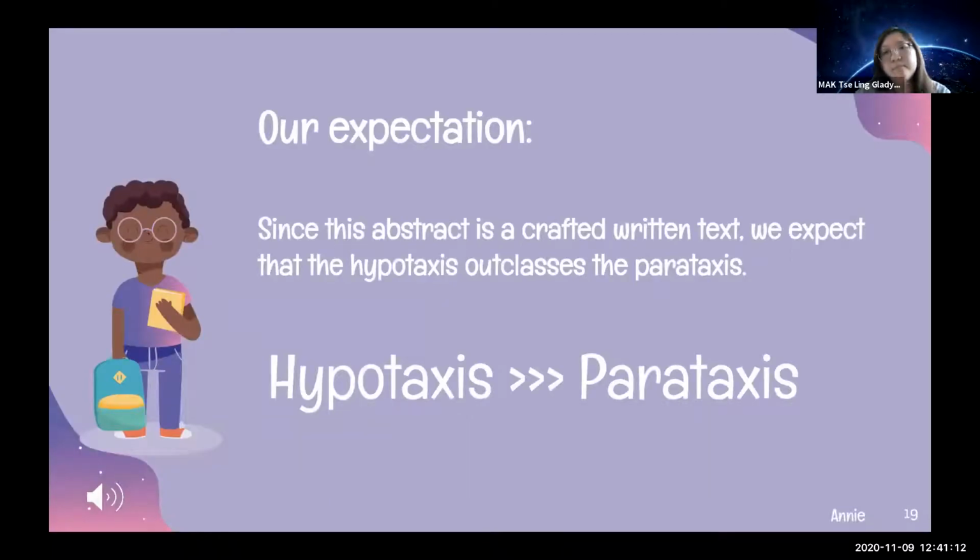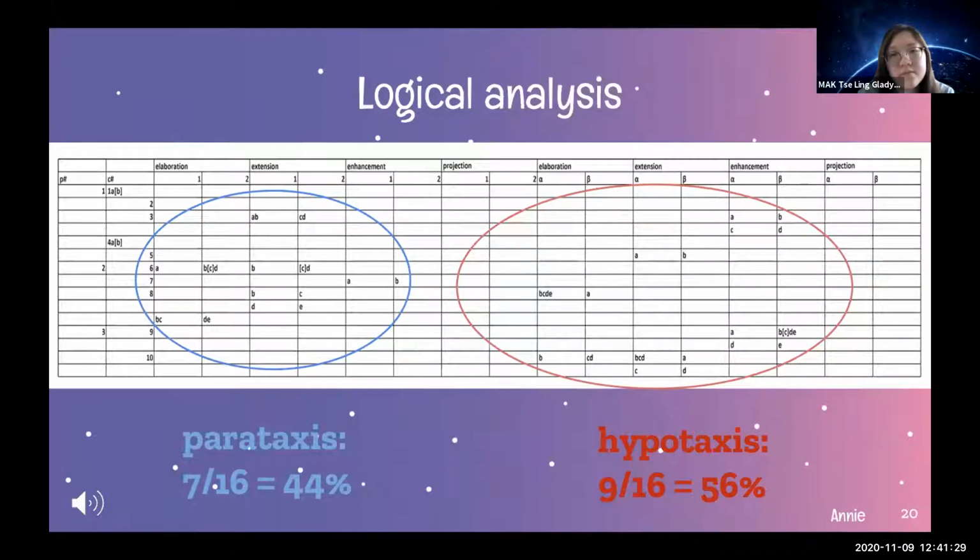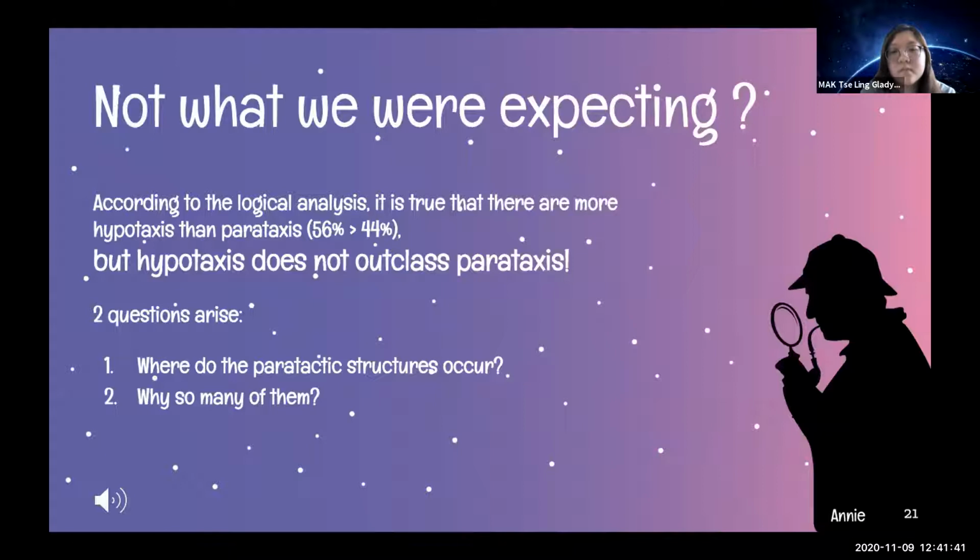Thank you, Chelsea. And now let's dive into the logical structure. Before we detail the logical analysis, we expect to see a great number of hypotheses over parataxes, since this abstract is a crafted written text. However, when we finished our analysis, we noticed something interesting: the numbers of parataxes and hypotaxes are actually quite close. Although there are more hypotaxes than parataxes in general, we find that hypotaxis does not outclass parataxis, and we wonder where the paratactic structures occur and why there are so many of them.